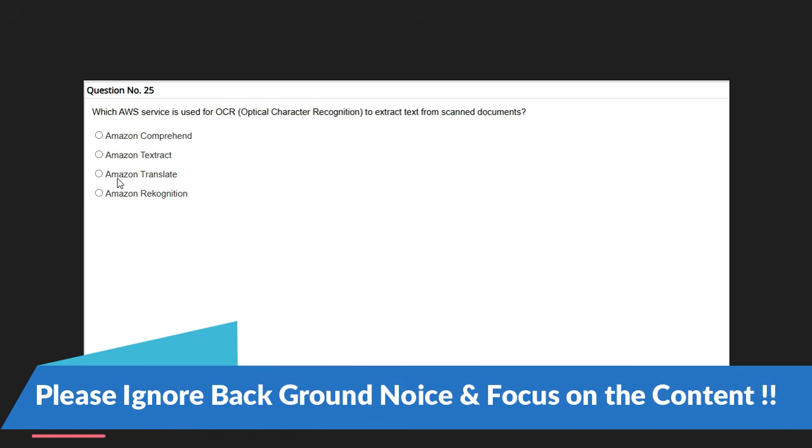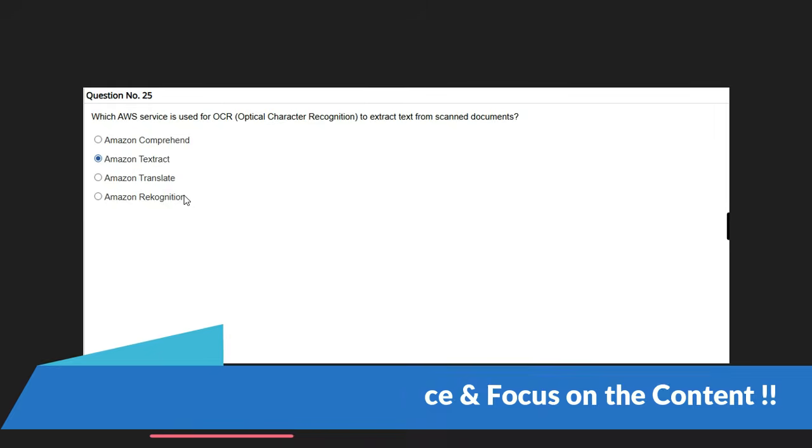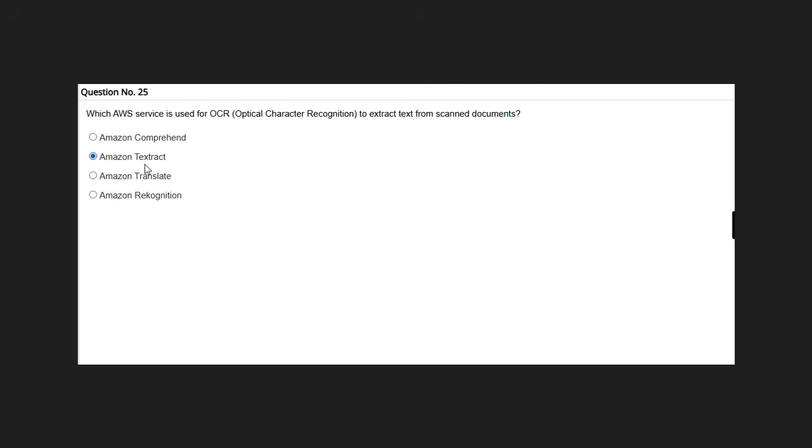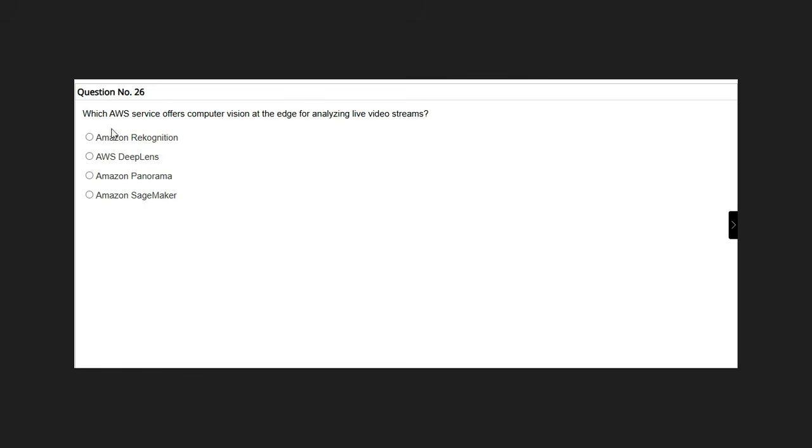Question number 26. Which AWS service offers computer vision at the edge for analyzing live video streams? Option A, Amazon Rekognition. Option B, AWS DeepLens. Option C, Amazon Panorama. Option D, Amazon SageMaker. So right answer is Amazon Panorama. It offers computer vision at the edge for analyzing live video streams.